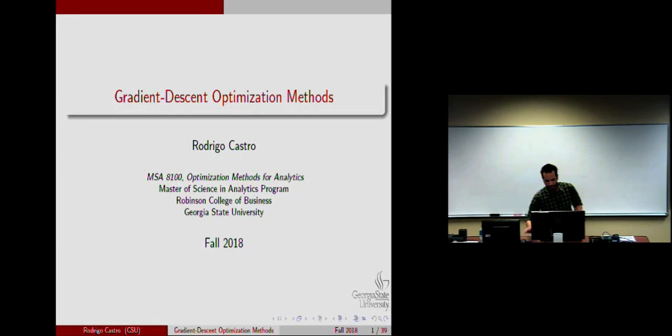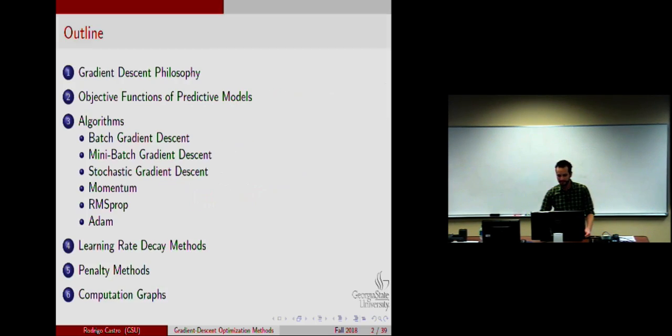All right, so we'll be talking about gradient descent methods, optimization methods, and a few topics related to this. The outline: we'll talk about the concept of gradient descent, how it is used to minimize a function. The second part is just to set ourselves with the same notation, a common notation. Then we'll present these algorithms, which are the most popular ones. And then we'll talk about some extra methods that usually come together when optimizing using gradient descent.